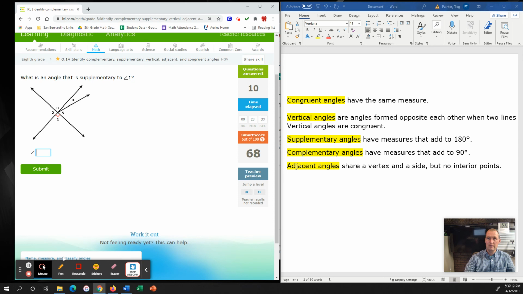All right. Angle supplementary to 1. So angle 1 is right here. It's 90 degrees. So because we're looking for an angle that's supplementary, we're looking for an angle that's going to add up to 180 degrees. So the one next to it, 2, would make a 180 degree line, and 180 degree line is just a straight line. So we're going to use angle 2 to make this one true.